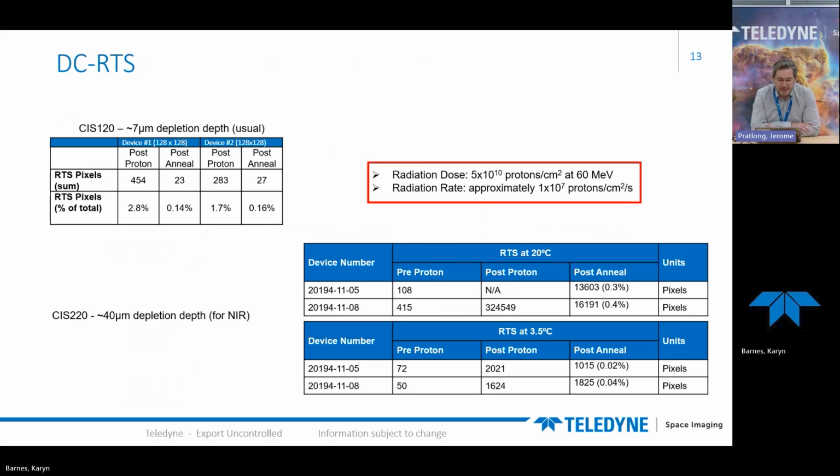In terms of RTS, same if we compare the CIS-120 and the CIS-220 with 8 times more volume of depletion, we can see an increase in RTS numbers as expected. But also here, we've shown that going from 20 degrees to 3.5 degrees, which is not very low, we have a very important reduction in the RTS number.